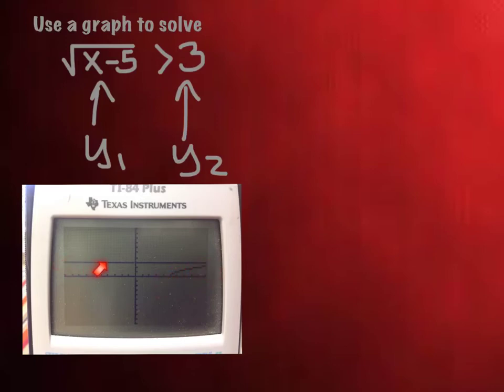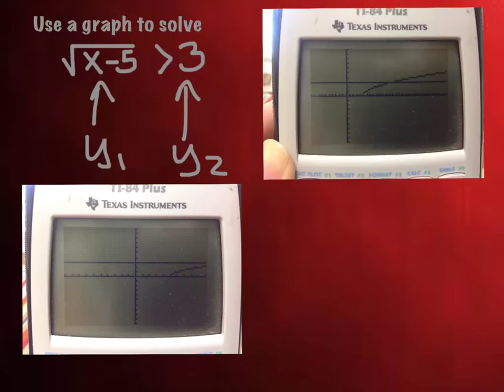And this line is y equals 3. And we want to know where they equal each other, so we're going to have to extend the x max in our window. And then when you do that, it would look like this. I extended mine out to x is 30, but I think 20 would probably be sufficient because you can see that the intersection happens right here. So you're going to go second calc intersect, enter, enter, enter, and you will find that intersection.